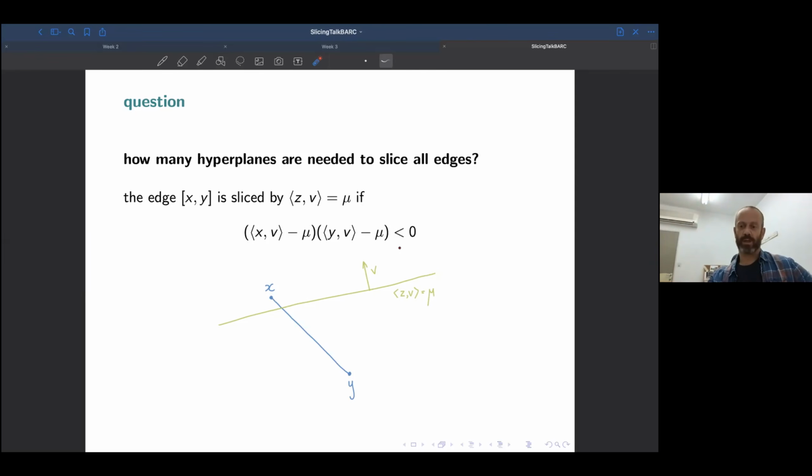and now geometry comes into the picture, and the question I want to understand, or where I'm going to focus on, is how many hyperplanes are needed to slice all these edges. So there are n times 2 to the n minus 1 edges. How many hyperplanes do we need to slice all of them? This is the specific question I'm going to focus on.